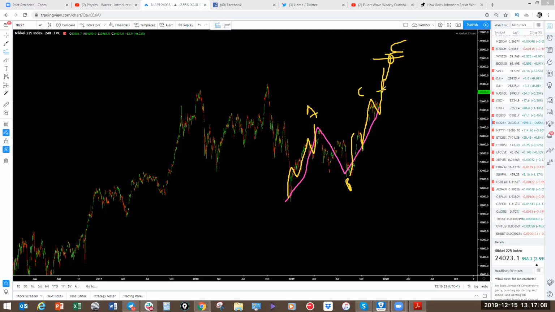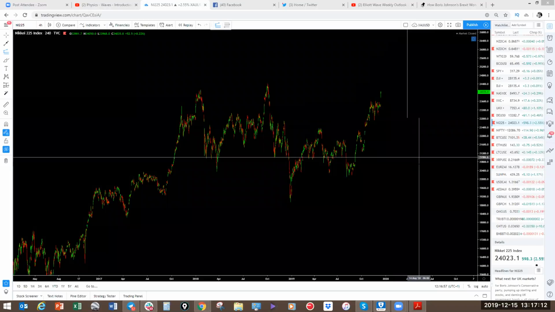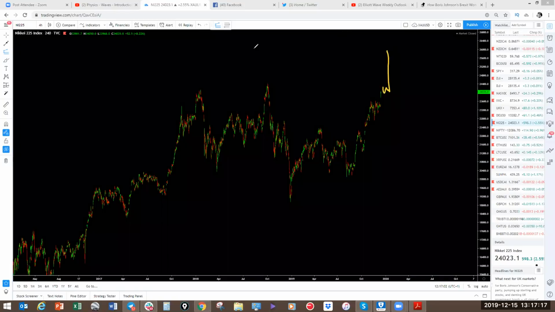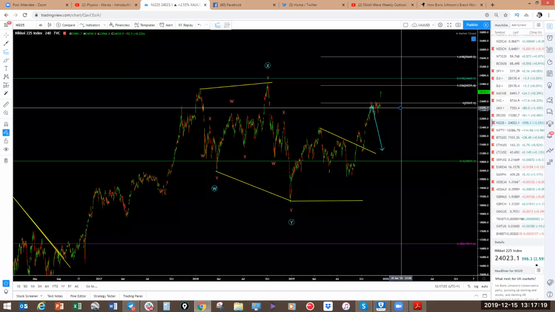As you can see here, we've already pushed up for the last wave 5. So let's see how that goes there. At this stage, there's no signs of a reversal. I'm expecting continuation to the 1,618. Okay, so that is the Nikkei.